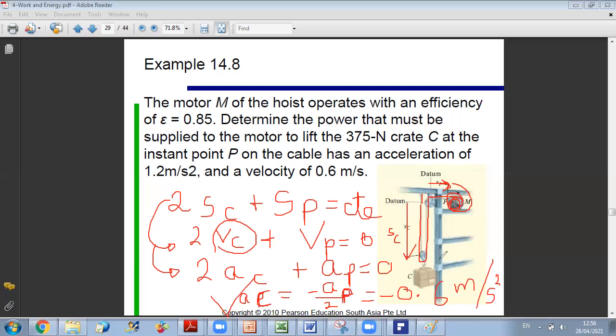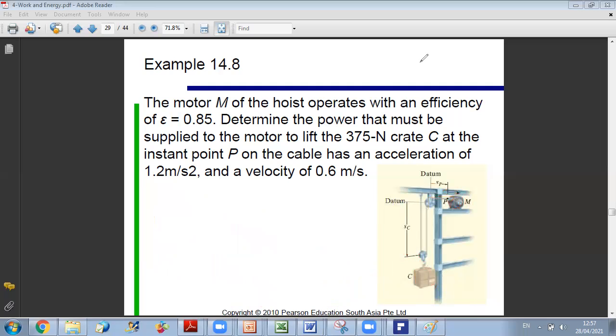Since we know now the acceleration of C, we can now take the free body diagram of the block to find the tension. Okay, so this is the next step. We will take the free body diagram of the block. The forces acting on the block are the weight WC and the tension T2. And now we can apply Newton's law.